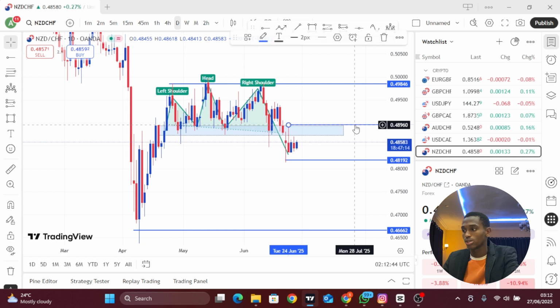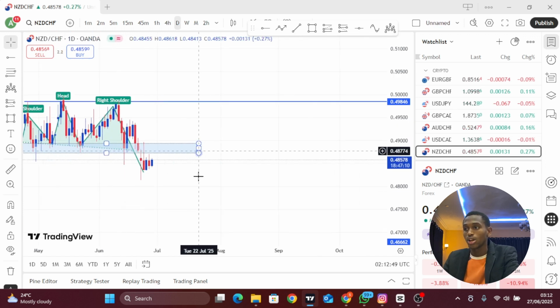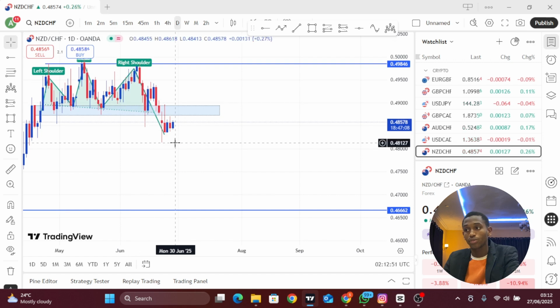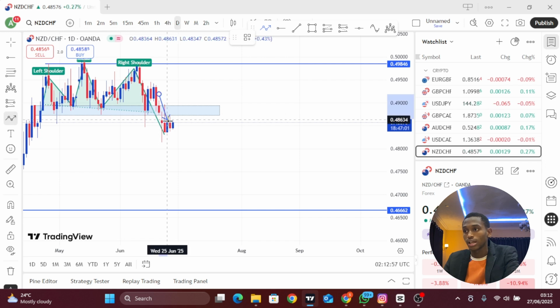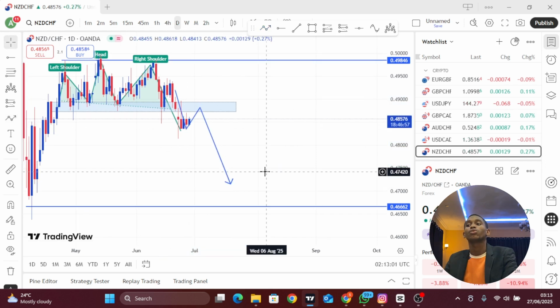Let me delete this too so we can see it. So this is the neckline. We were expecting a break, and we've gotten the break. So now we're expecting a proper retest into this neckline, and it's going to look something like this. This is the break, this is the retest. Ladies and gentlemen, this trade is obviously going to the downside. That's one thing you need to know.